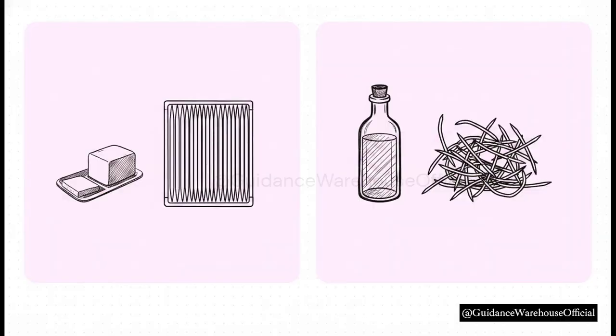Let's use a real-world analogy here. Think of saturated fats like a brand new box of toothpicks. Because there are no double bonds, those carbon chains are perfectly straight. They pack together incredibly tightly, just like toothpicks in a little cardboard box. And because they pack so densely, they are solid at room temperature.